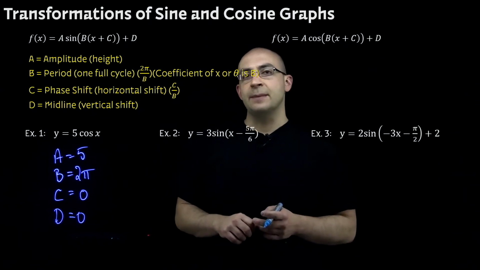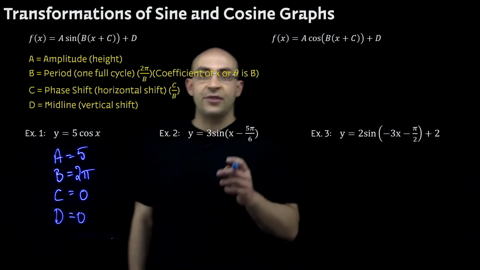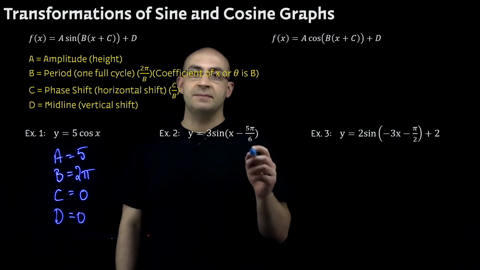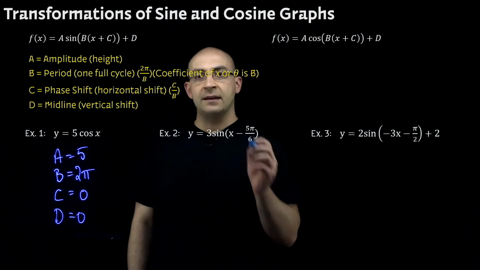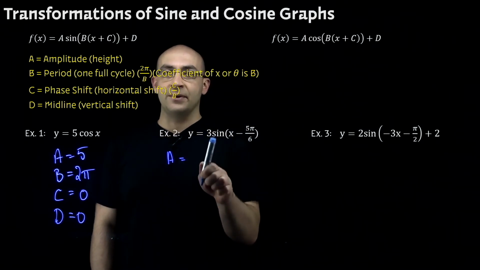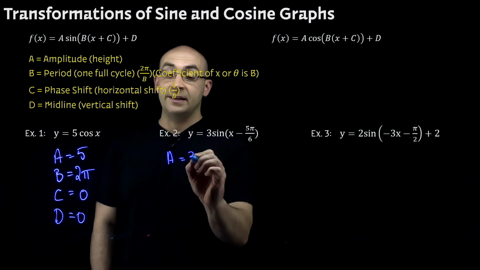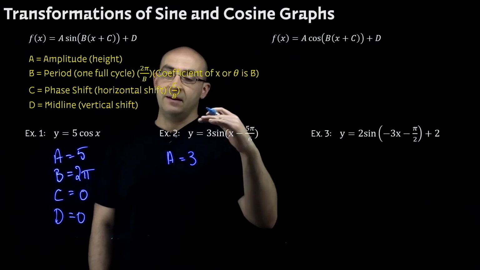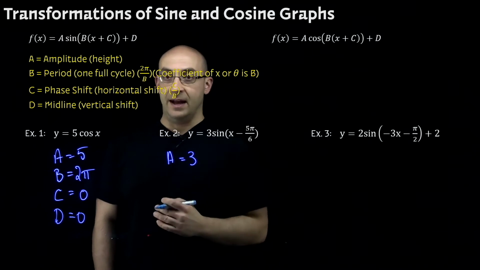Now, let's go to example 2. Example 2, we've got 3 sine times the quantity of x minus 5 pi over 6. So again, let's take it step by step. A is the amplitude. A is the number that's in front of the trig function. A is 3 here. Again, that's going to be the height up and down from the x-axis.